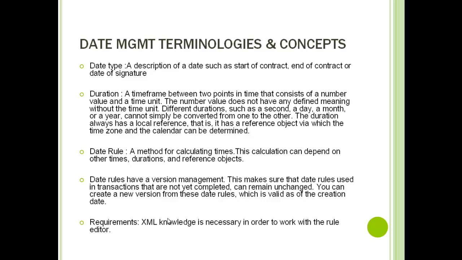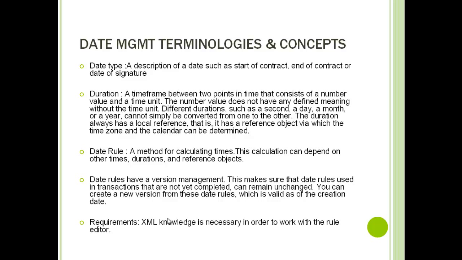So what's a date type? A date type is a description of a date such as the start of a contract, end of a contract, or date of a signature. Now that you know what a date type is, you must be wondering how it fits into date management. Dates are important for correct processing of all business transactions. In global business processes that cover several countries and time zones, it's particularly necessary to have a date management system that can convert time zones and the factory calendar in documents of the business partners involved in the transaction.